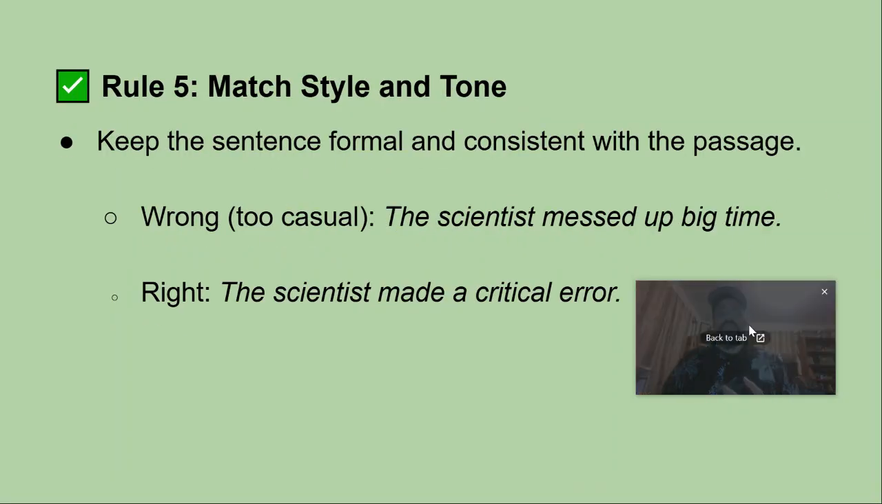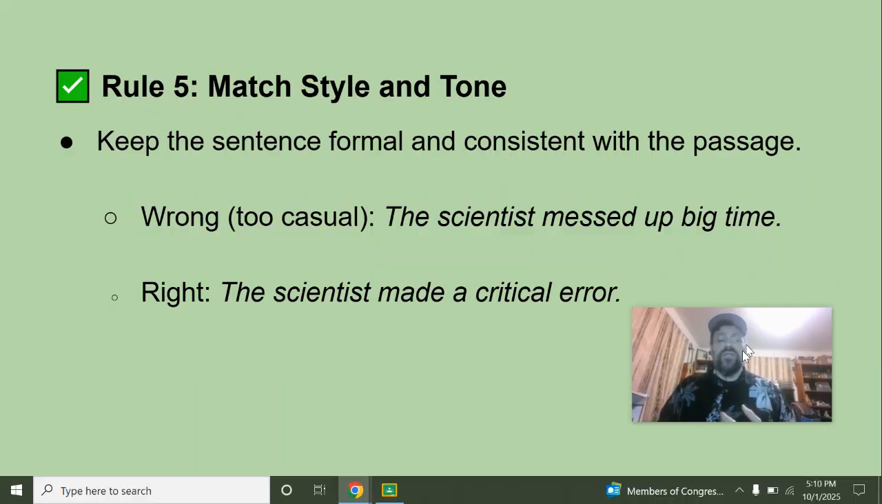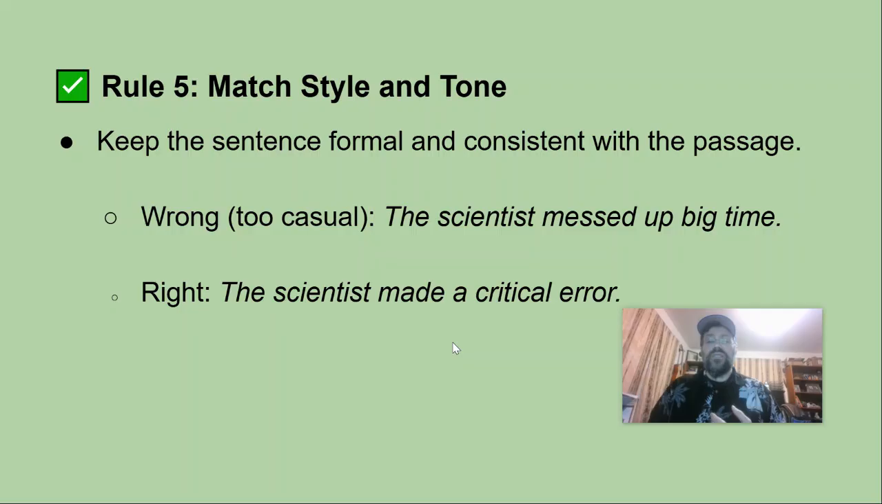Keep the sentence consistent with the passage. If you say "the scientist messed up big time," that's wrong, because all of a sudden, with scientists, you start talking slang, too casual. No, you don't want to do that. "The scientist made a critical error." So when you're looking at them, you want to make sure that you take the one that fits with the topic. So it's staying consistent with if it's formal, stay consistent with that.